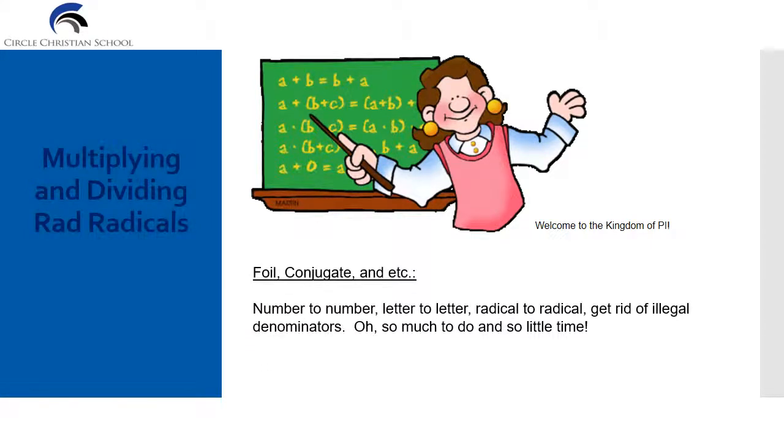Multiplying and dividing radicals. Foiling, conjugates, etc. It's all about number to number, letter to letter, radical to radical. Get rid of the illegal denominators. Oh, so much to do in so little time.